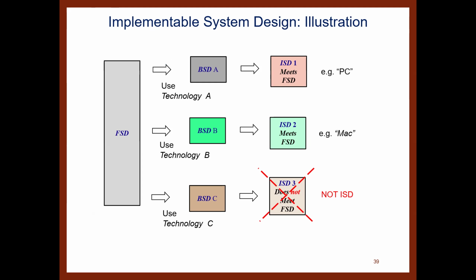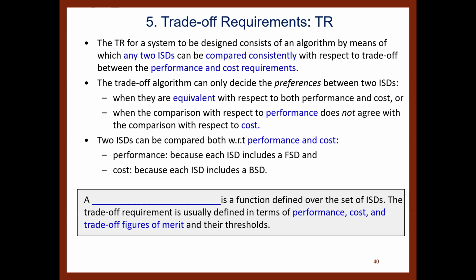And then let's say you have two options and you want to pick one. That's the next step. For that, we need what's called a trade-off requirement. This is an algorithm by means of which any two ISDs, or implementable system designs, can be compared consistently with respect to the trade-off between the performance and cost requirements. The trade-off algorithm can only decide the preference between two ISDs. So you can only compare two at a time, choose one, and then bring the third one, compare those, bring the fourth one, and so on. But it's a comparison among two.